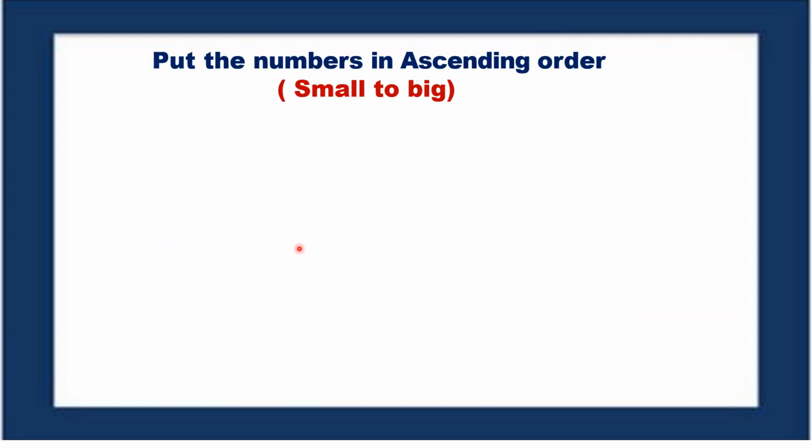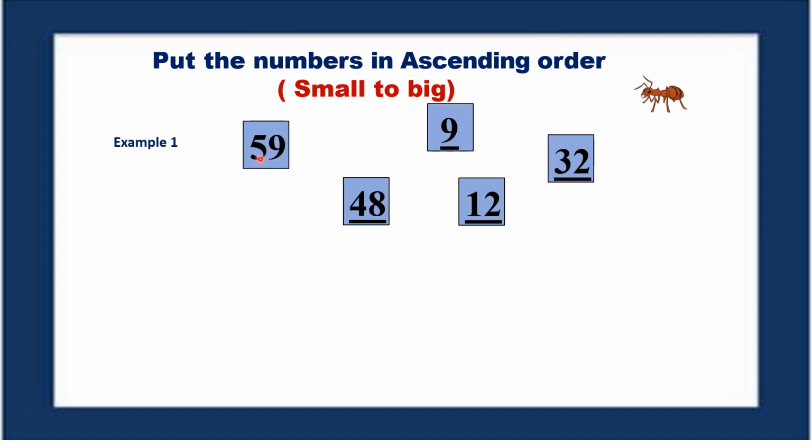Now let's check with some numbers how to arrange them in ascending order: 59, 48, 9, 12 and 32. Ascending order means immediately you have to remember the ant. So we are arranging the numbers from small to big. If you identify here, 9 is the smallest number. It's a single digit number. So first in the ascending order answer, we will write 9 and strike off that number.